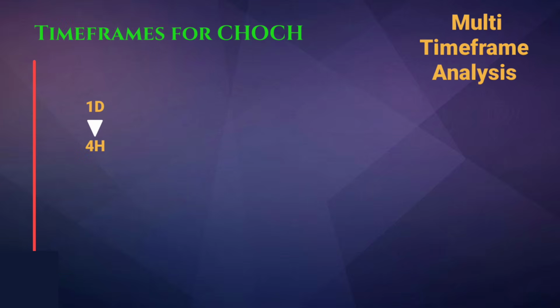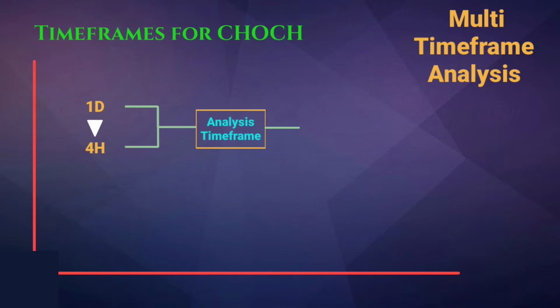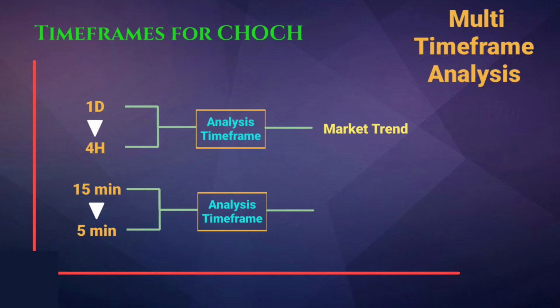Change of character works on all time frames, but here's the smart way to use it. Use 1-day or 4-hour charts to find the overall trend. Use 15-minute or 5-minute charts to find change of character entries. Why? Because change of character on a higher time frame means a massive reversal, but on a lower time frame, it gives you sniper precision.